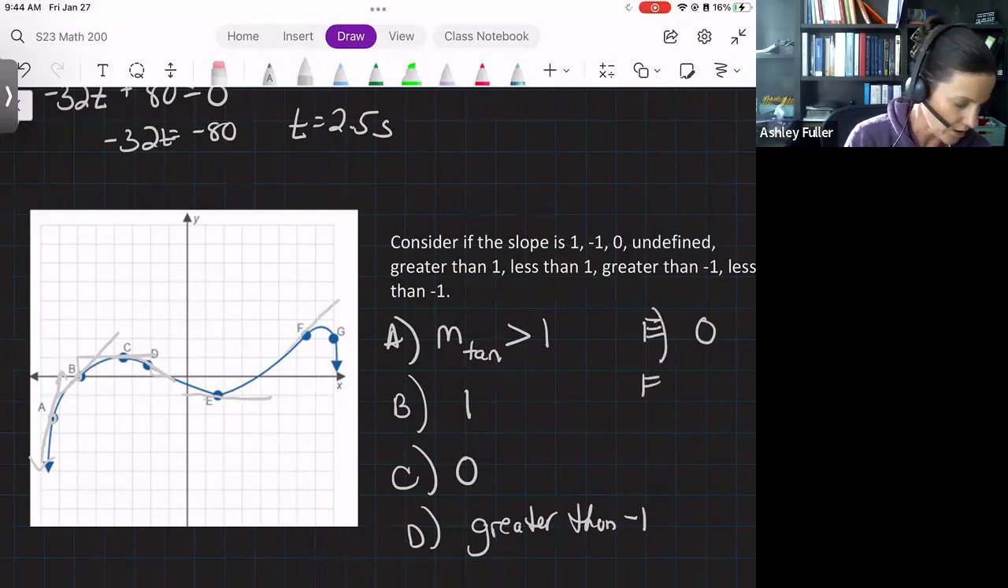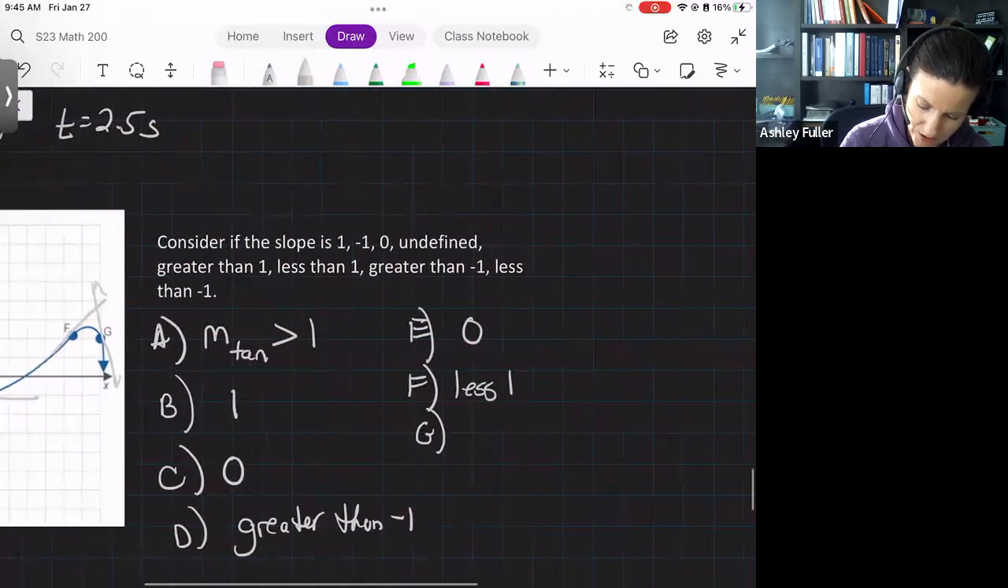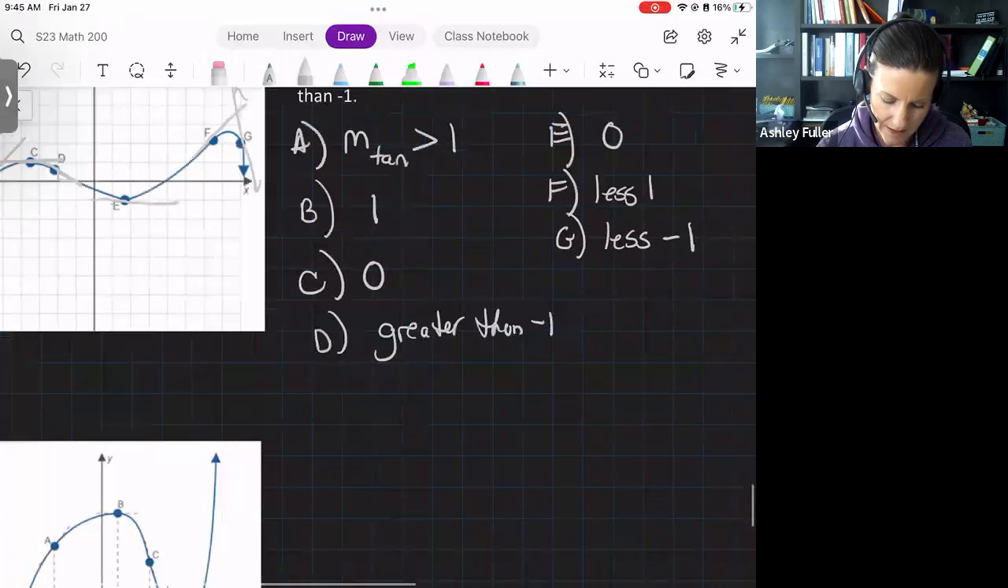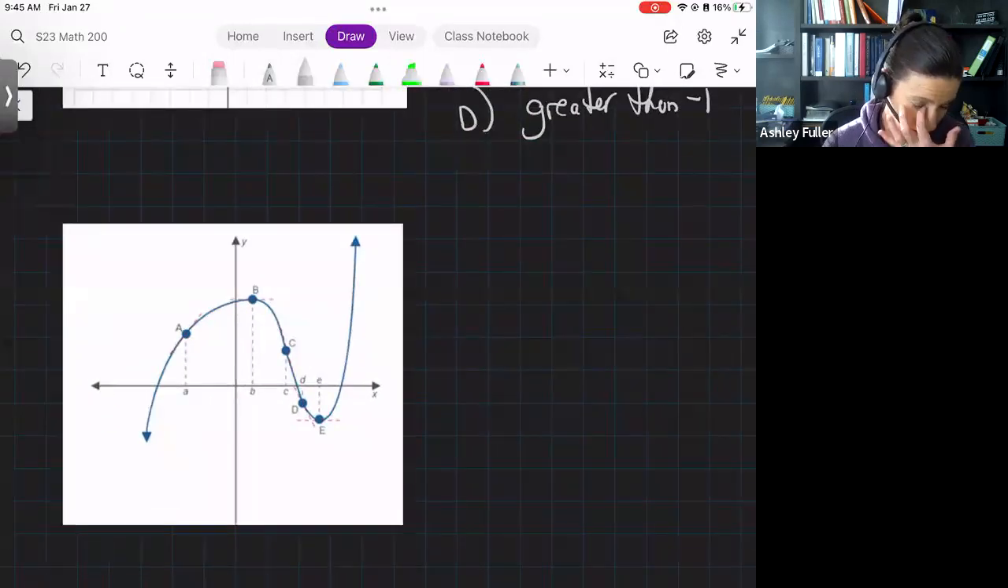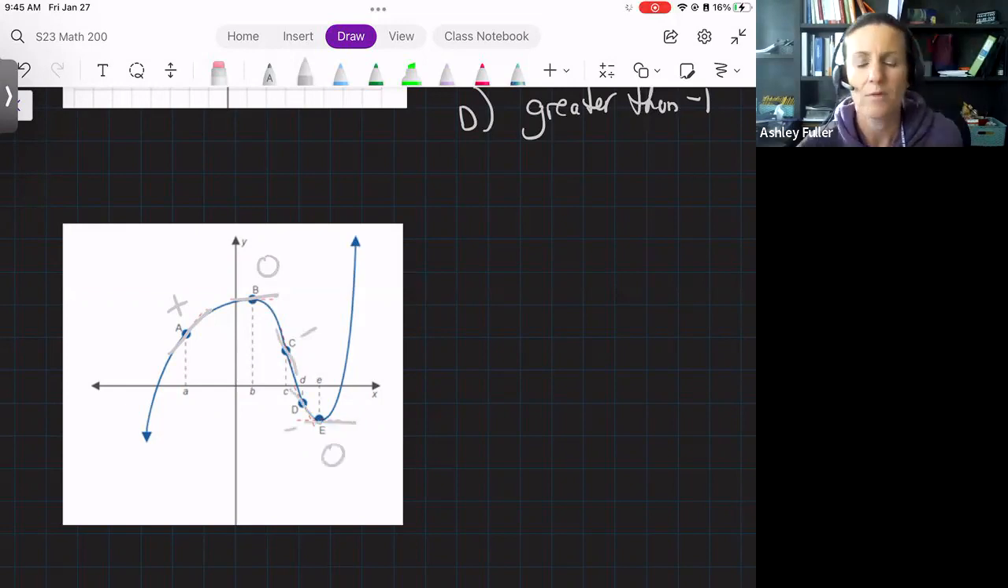At F, if we draw our tangent line, it's not quite changing at a rate of 1, so it's going to be less than 1, but positive. And G is going to be changing very rapidly. The slope is going to be a number less than -1. And last but not least, looking at another graph, we can simply determine if the slope is positive or negative. Here we're going to have a positive slope. Here we're going to have a 0 slope. Here negative, here negative, and here 0. We can't interpret these exactly because we do not have labeled points.